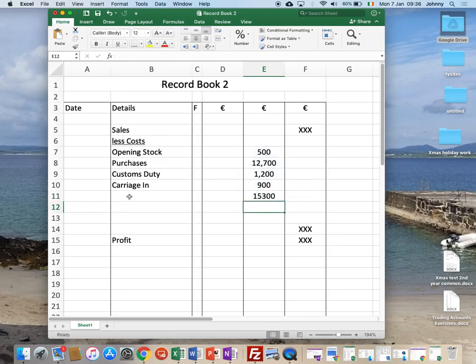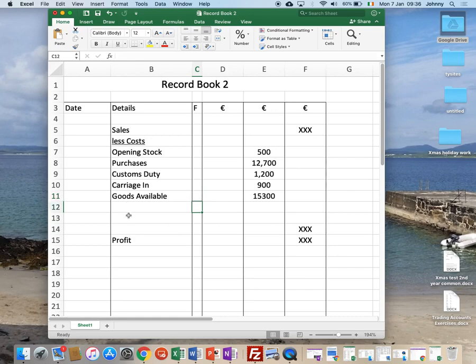So, during the month of January, I had spent 15,300 on goods that I had available to sell to my customer. So I'm going to call that goods available. Okay, so I had 15,300 worth of goods available to sell during this month.